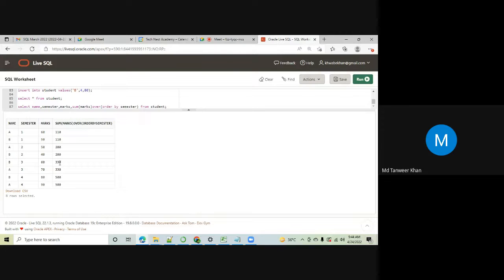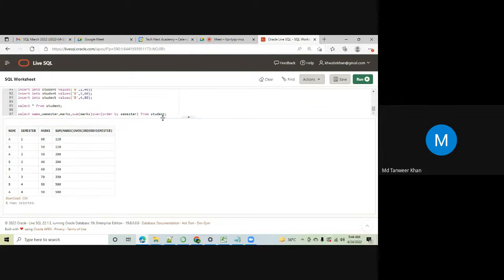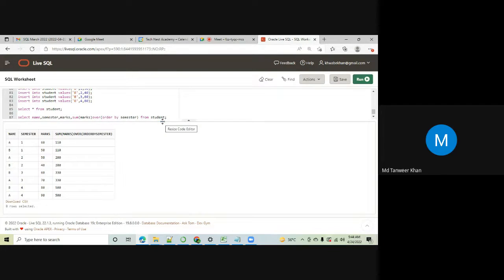So it is going in this manner because I mentioned order by semester, and if both the semesters are same, the SQL engine will consider this as one only, and that's why it is taking the addition of 60 plus 50 as 110. Is this clear? Yes or no? Yes. Okay.